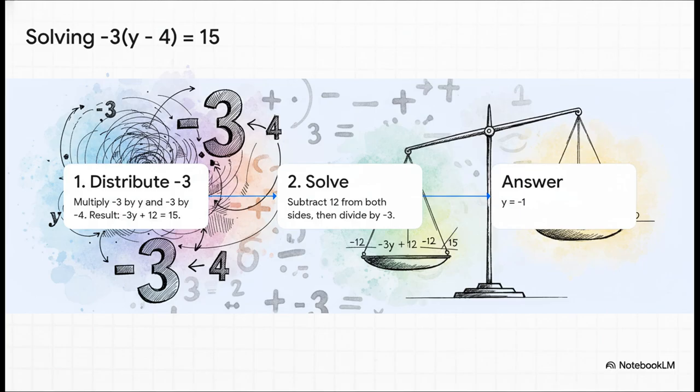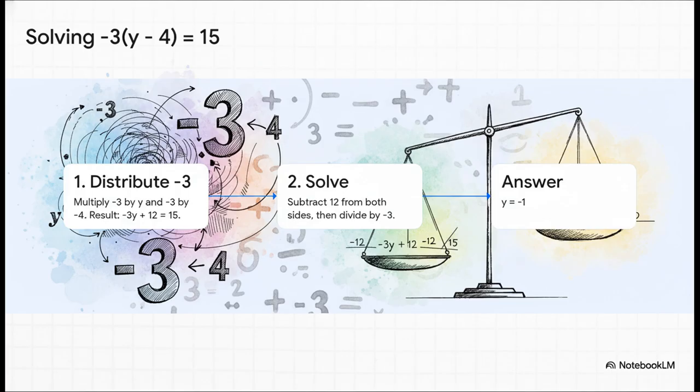Easy enough, but now here's the crucial part. We multiply negative 3 by negative 4. Remember the rule? A negative times a negative is a positive, so that becomes plus 12. Our new unlocked equation is negative 3y plus 12 equals 15.